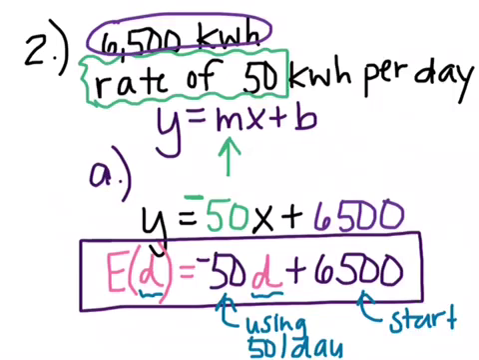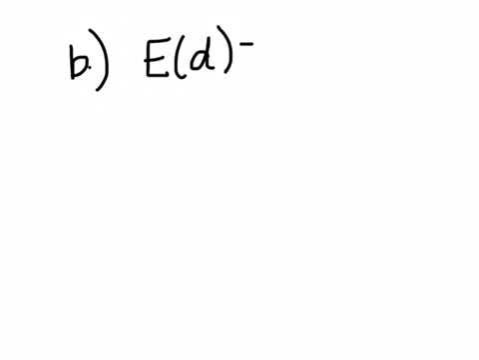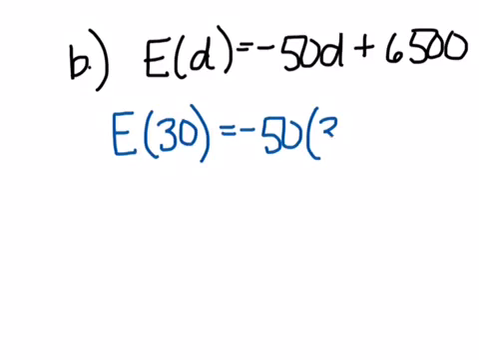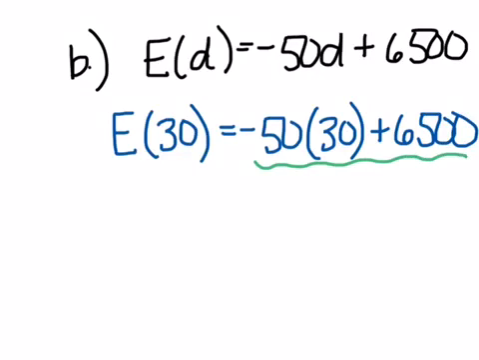So let's add a slide. So for part B, we're going to start with that same equation that we had. It says how much excess will be left after 1 month, and it wants us to use, for 1 month, 30 days. So how much will be left after 30 days? Well, that means our input is going to be 30. And now all we have to do is put this into our calculator. Negative 50 times 30 plus 6,500. And when I did that, I got 5,000.